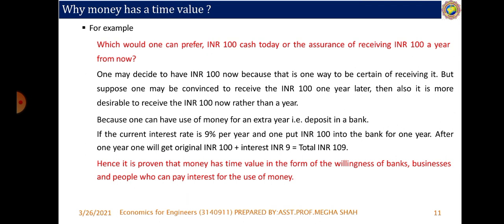I am getting interest for each and every year, whether that interest is calculated as simple interest or compound interest. In short, money has a time value. So here I am getting interest on my original cash or original money or particular capital. So I am getting interest every year.